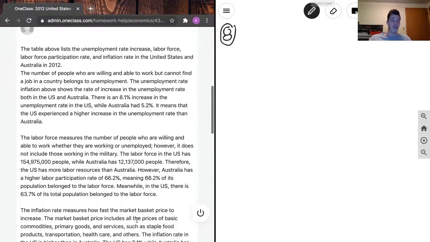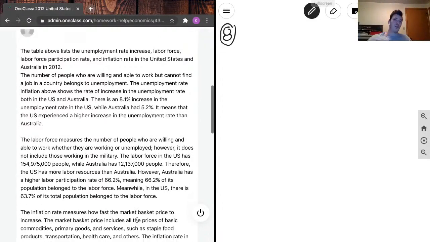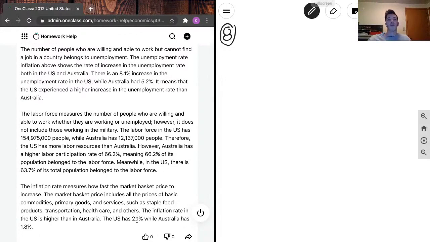Our junior tutor said that the table above lists the unemployment rate increase, labor force participation rate, and the inflation rate in the US and Australia in 2012. Number of people who are willing and able to work but cannot find a job in a country belong to the unemployment.